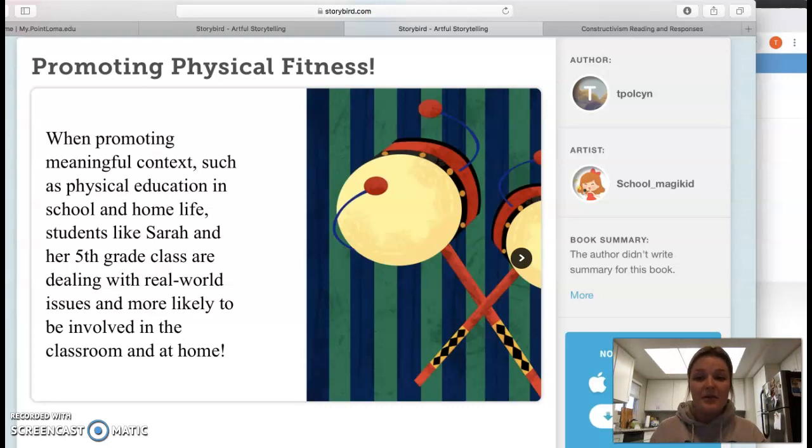So, when promoting meaningful contexts such as physical education in school and home life, students like Sarah and her 5th grade class are dealing with real-world issues and more likely to be involved in the classroom and at home. So, red word here is meaningful context, which from what I derived is pretty much the learning that is happening is something that the students can take home with them and deal with in their own life. So it's not just something that's maybe math, science, English based. It's actually something that they will go home with, and in this case is physical education or physical activities.